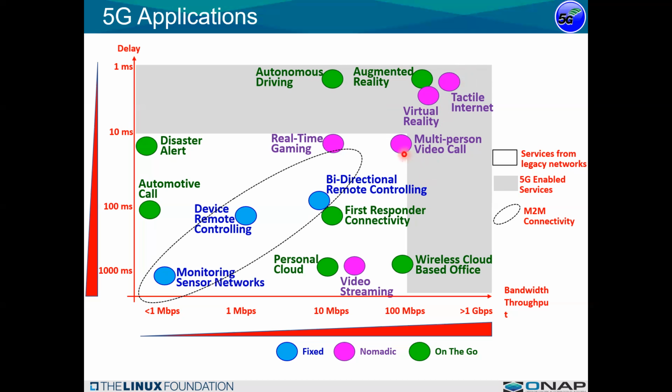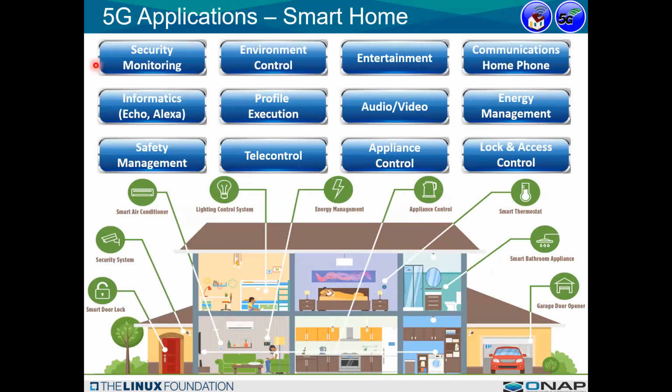And then of course, multi-person video calls and a wireless cloud-based office are some of the things that are on the edge between 4G and 5G. They're things that are kind of available now, but are greatly enhanced with 5G. So I'll talk about some of the applications in 5G, and that gets you to start thinking about them. Many of these things are potentially capable in 4G as well, but again, greatly enhanced by 5G's capabilities.